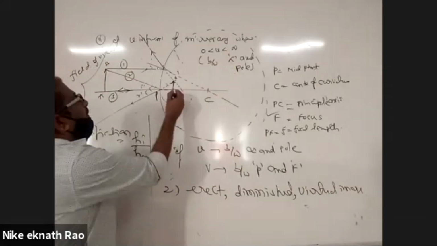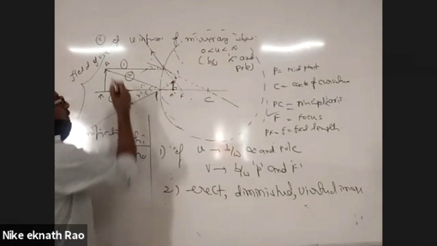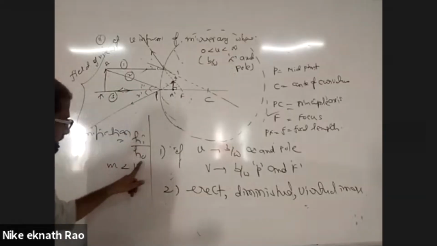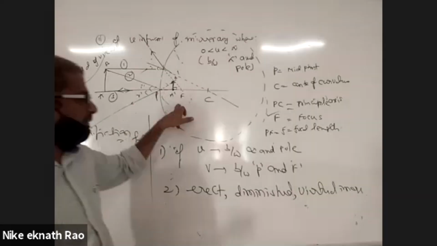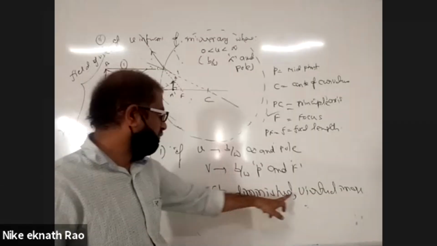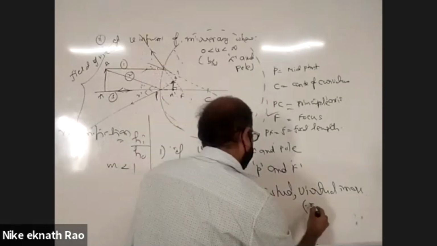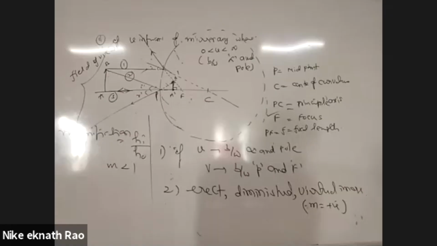Now here, the perpendicular object height is above, and the image height is also above. Both are positive, and the magnification is positive, lesser than 1. So what kind of image is this? Virtual image. So for a virtual image, is the magnification positive or negative?